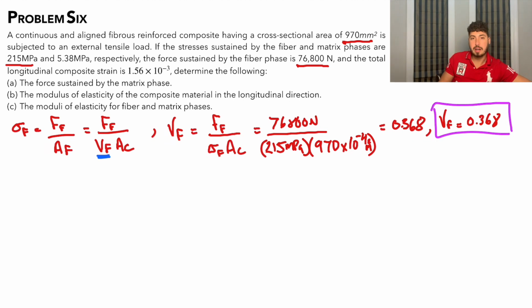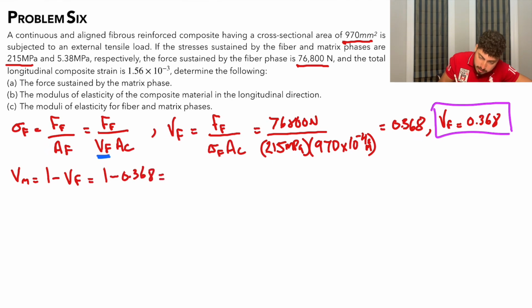Now that we have the volume fraction of the fibers, we can find the volume fraction of the matrix. So the volume fraction of the matrix is equal to 1 minus the volume fraction of the fibers, which is equal to 1 minus 0.368, which is equal to 0.632. So the volume fraction of the matrix is equal to 0.632.